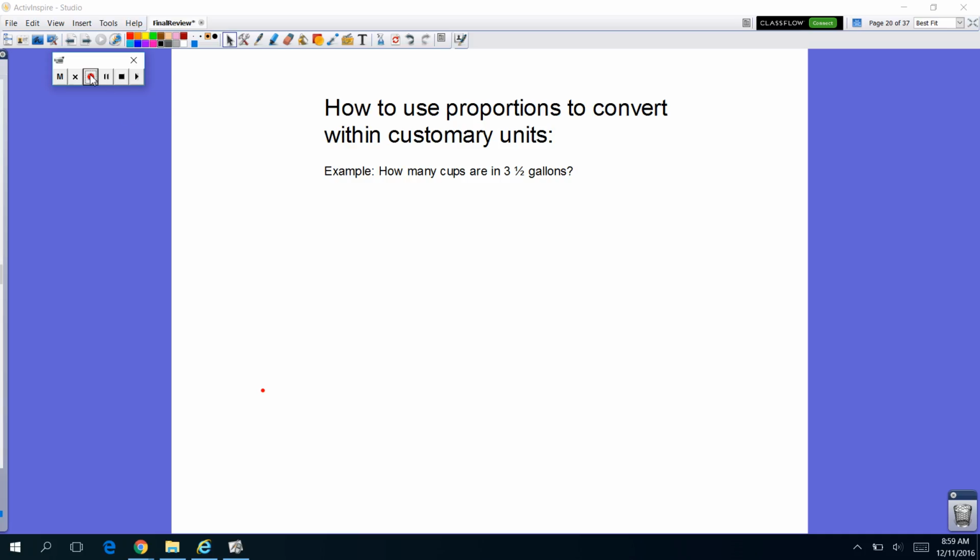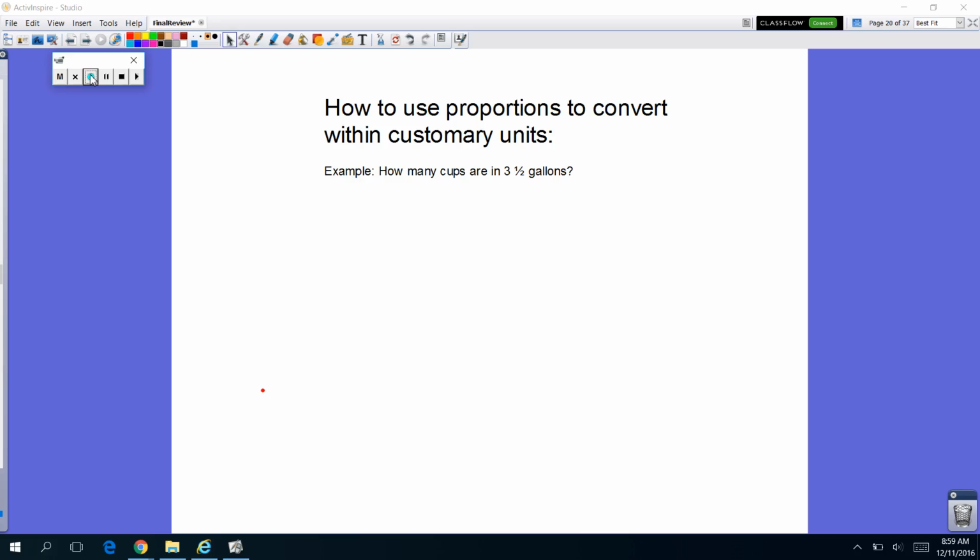Okay, again, please pause the video, work it out, and then see how you did. Now, this particular problem, you would have to use your conversion chart if you don't know how many cups there are in 1 gallon. And even with your conversion chart, I don't think it tells you gallons to cups. You have to do a couple of extra steps.